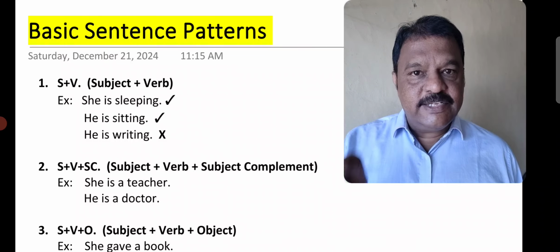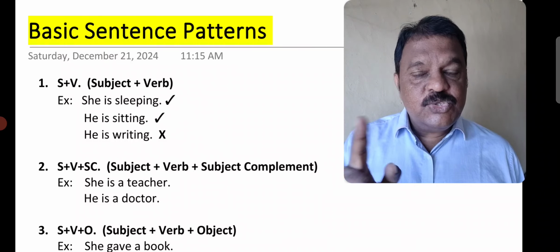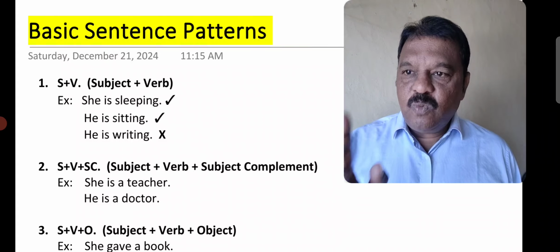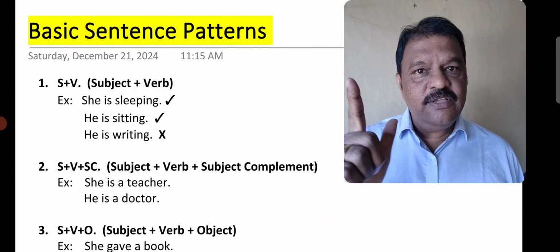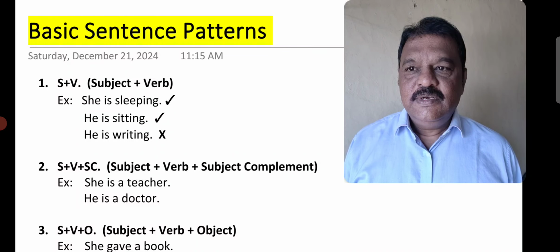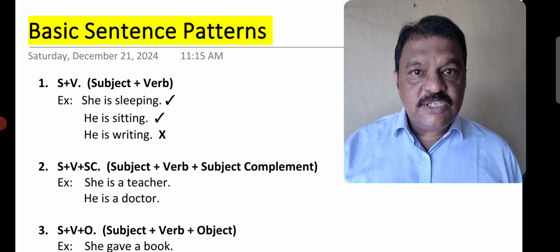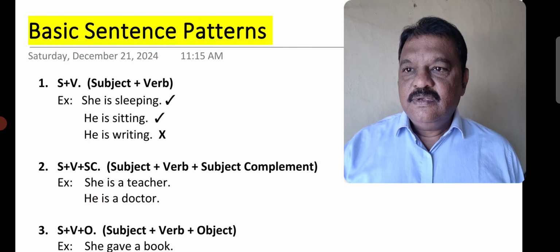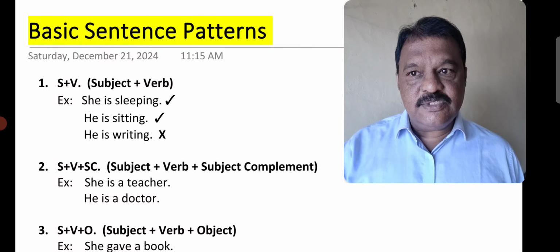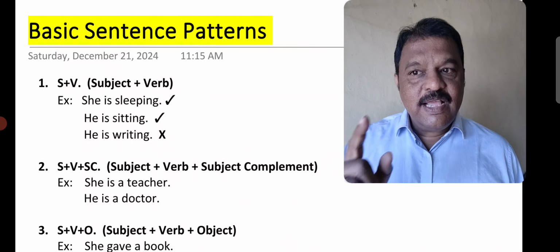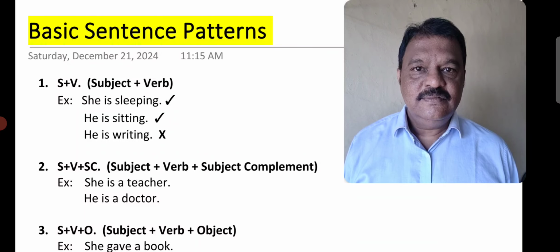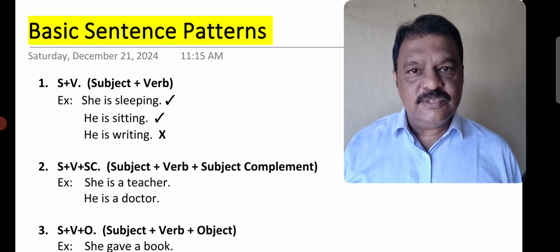Look at the third example. He is writing. Once again, we have used only subject and the verb. Got it? Friends, you may be trying to ask me a question. Why have I ticked the first 2 sentences and why have I marked the last sentence wrong? Let me tell you why it is.